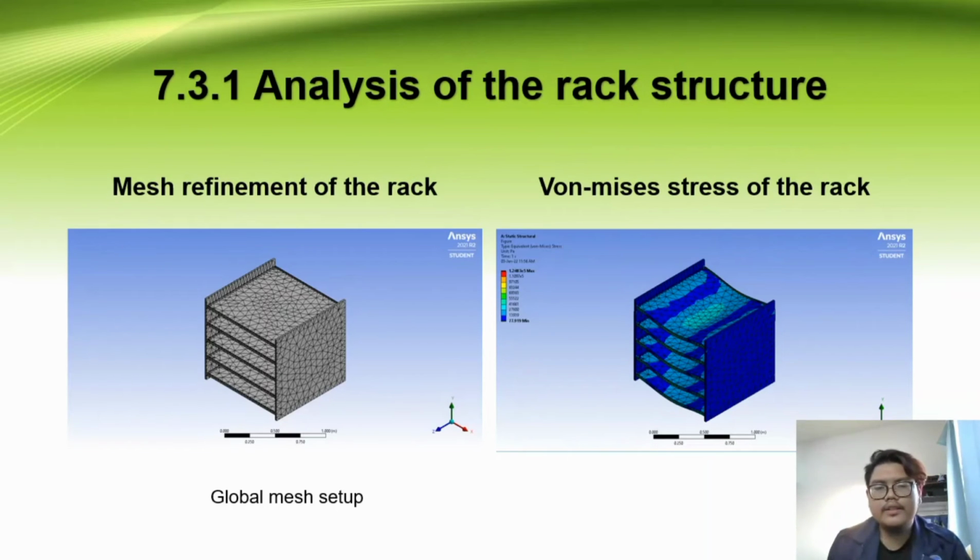So next is the analysis of the rack structure. First, before I start the analysis, I do the mesh setup, which is the global mesh setup with a mesh refinement of 1 meter. And next, I do the von Mises stress of the rack. The result shows that a higher level of equivalent stress is observed to occur at the middle of the left and right of the rack structure. The stress region is shown in the blue color contour. At this location, the structure needs to support the distributed load from the tray, hence the overall load from the tray is transferred to the side of the frame.